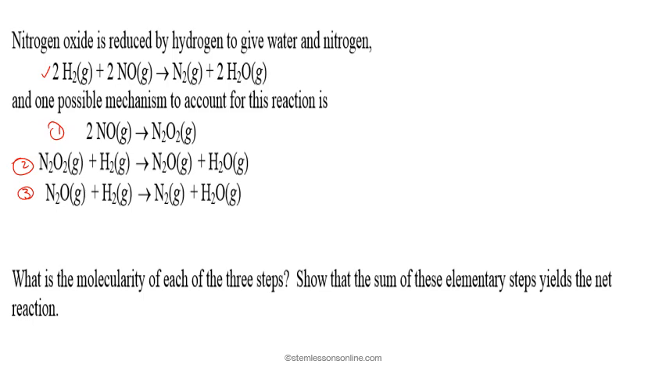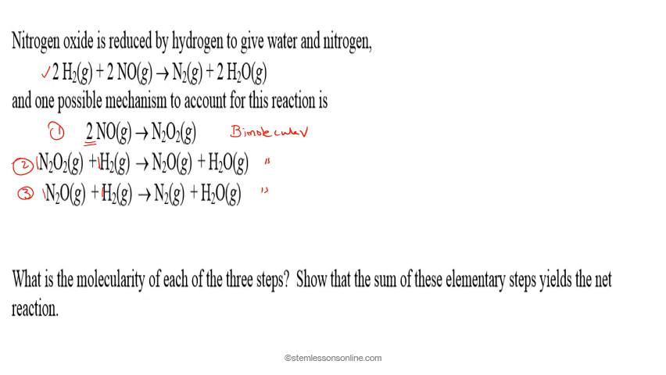So the question is, what is the molecularity of each of these three steps? That means we have to find how many molecules are on the reactant side. I can see in the first one, two molecules, so we can call this one bimolecular. And the second one, we can see one N2O2 and one H2, but total two, so it's also going to be bimolecular. And the third one, we can see again two, so we can call that third step also bimolecular.